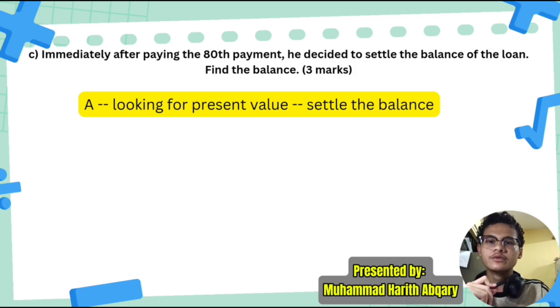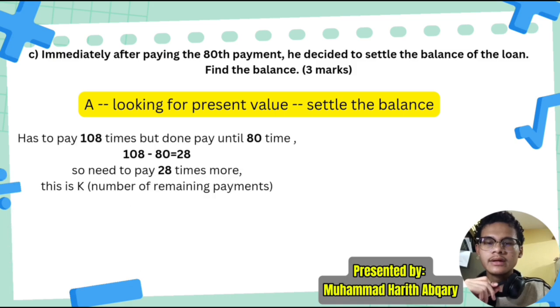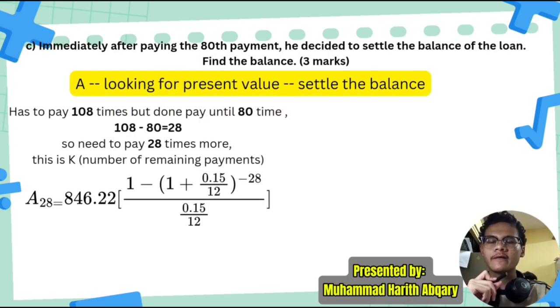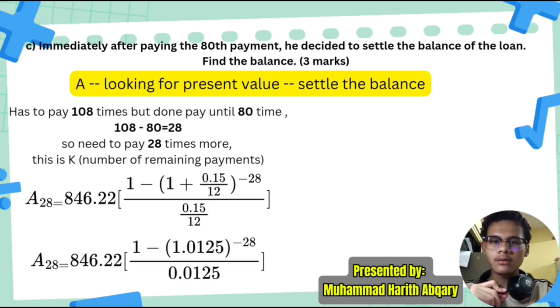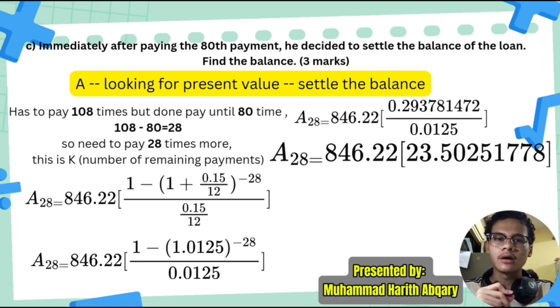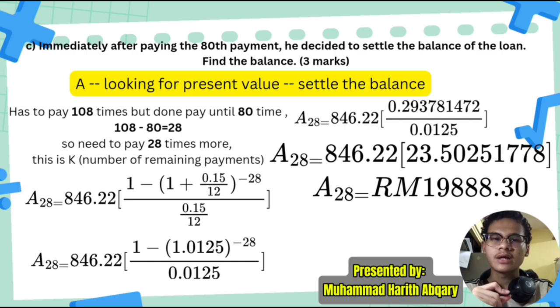Question 4c. Immediately after paying the 80th payment, he decided to settle the balance of the loan. Find the balance. We must use the formula A as he wants to settle the balance, so we have to look for the present value. He has to pay 108 times, but he has paid 80 times, so he has 28 payments remaining. We will assign K to this number. We must use the formula A equals R bracket 1 minus bracket 1 plus i bracket to the power of negative 28 divided by i bracket. The reason we use to the power of negative 28 is because it is the amount of payments that is remaining. After we have multiplied R, we will receive the answer, which is RM 19,888 ringgit and 30 cents.